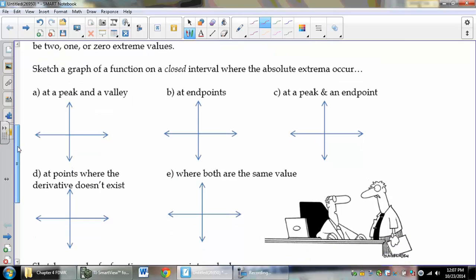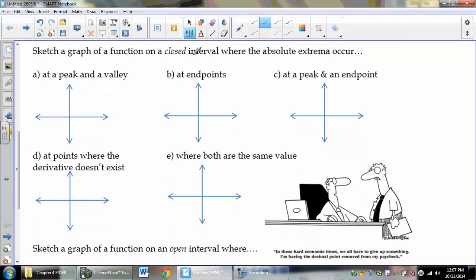As we come down here, we're going to start to sketch graphs of functions on closed intervals where the absolute extrema occur. First at a peak and a valley. So a hill and a valley, I'm going to have my highest and my lowest point. I'm going to start at an endpoint. There's my highest. There's my lowest. If I come back up and stop, there's my highest point at a peak and lowest point at a valley.